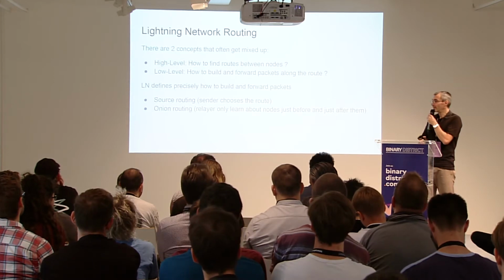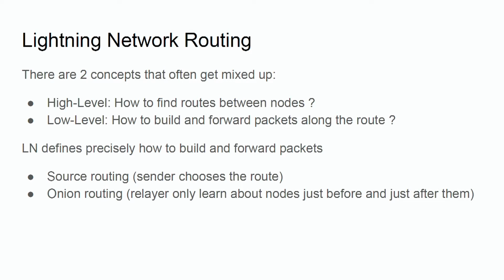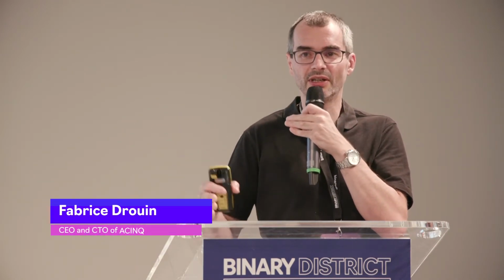And there's a low-level part of the protocol that says how you are supposed to build, sign and validate packets that forward payments. Lightning defines precisely how you build the low-level packets, how you use source routing to build multi-hop payments. But the high-level part is not that much part of the protocol. You could use anything you want to publish what the network looks like. What is really precisely defined is, once you know the route, how you create and sign the packets that will forward payments on the Lightning Network.